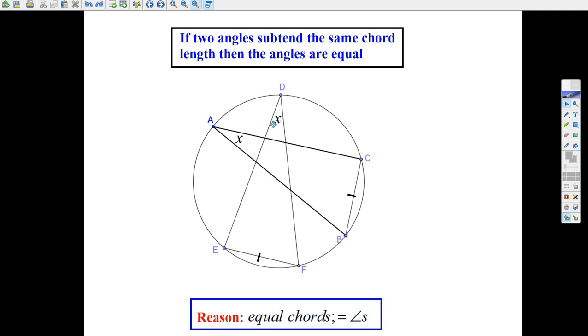So those are two reasons that I think you'll use somewhere in all these questions that we do. Angles in the same segment, and equal chords give equal angles. Okay, I hope that helps.